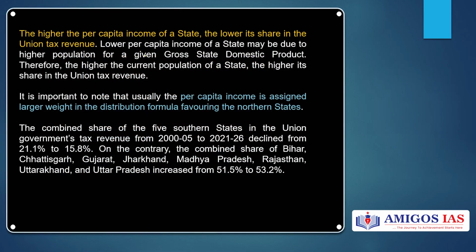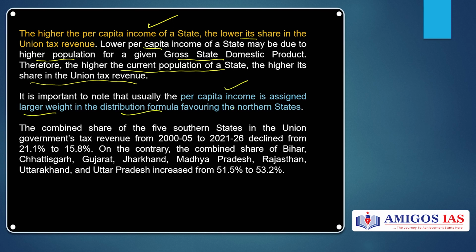So see here, the higher the per capita income of a state, the lower is its share. And low per capita income is generally because of high population for a given state's domestic product, GDP. Therefore, the higher the current population of a state, the higher is their share in tax revenue. That means again population impacts here. So it is important to understand that per capita income is assigned larger weight in the distribution formula.